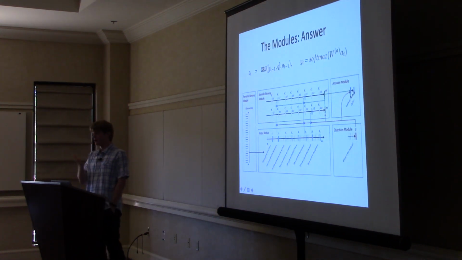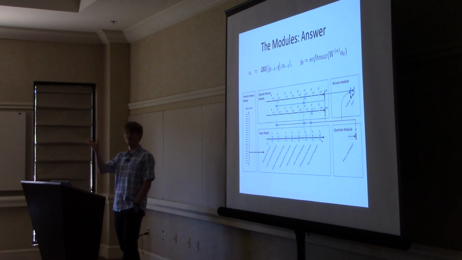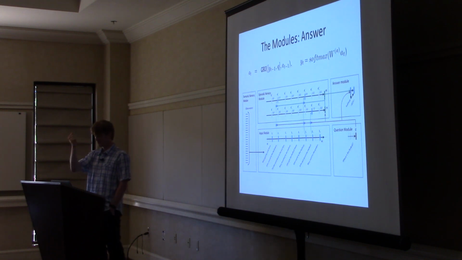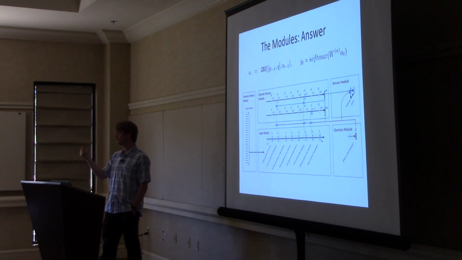Then the answer module is also just a GRU. So notice how it was really here the most basic Lego block. You have recurrent neural networks. You have them in the input module, the question module, a slightly modified version in the episodic memory module, and now also in the answer module.